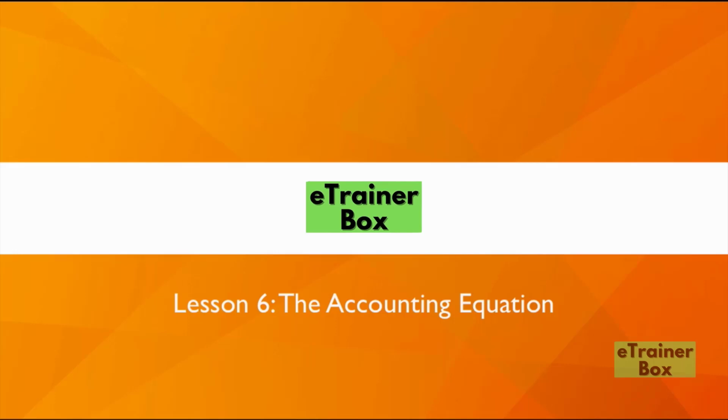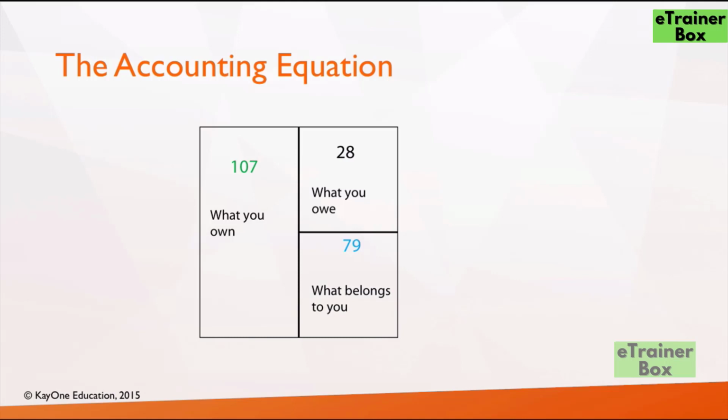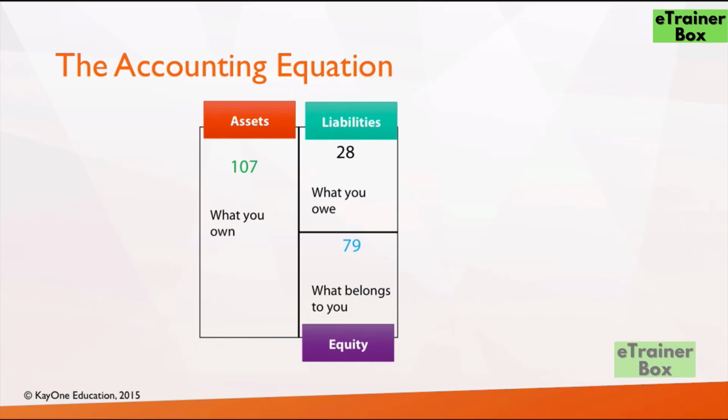6, the accounting equation. One of the most important concepts in understanding financial statements is the accounting equation. Do you remember this table? This table showed what you own on one side, and on the other side it showed what you owed and what belongs to you. In other terms, on the left hand side you had your assets, and on your right hand side you had liabilities and equity. The accounting equation is derived from this logic.